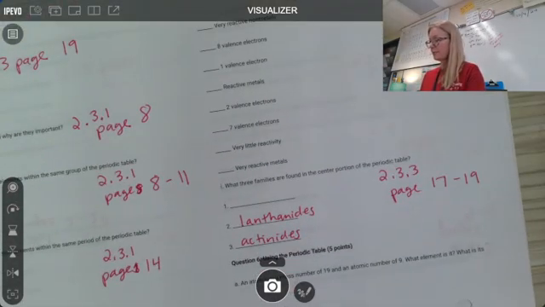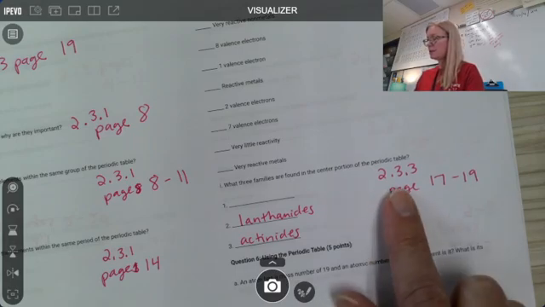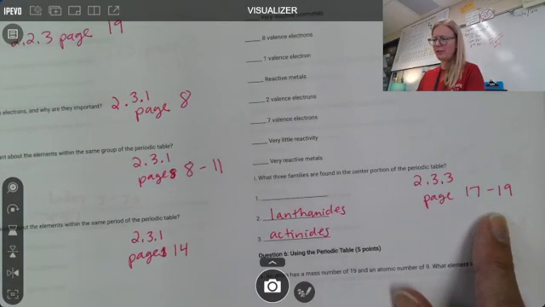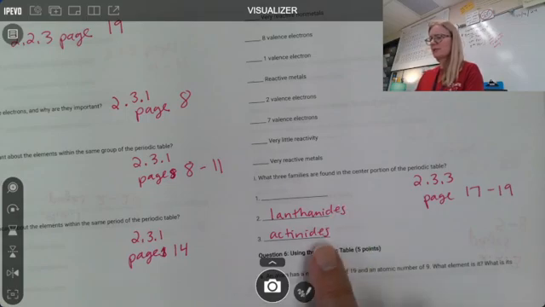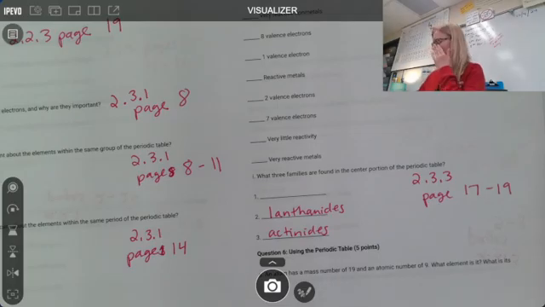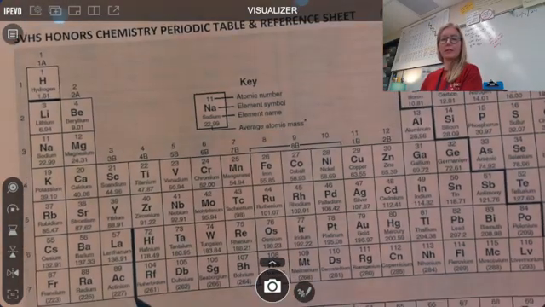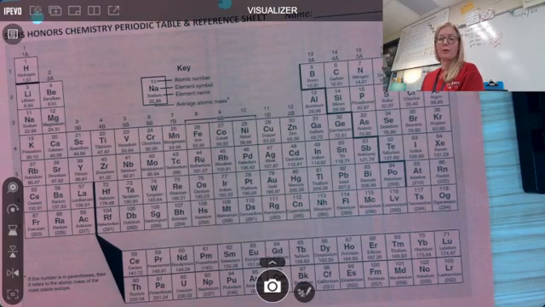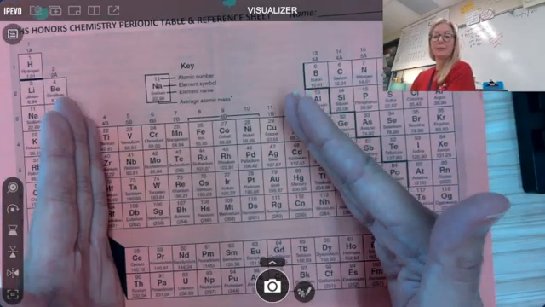For I, it was a little bit confusing. You can look at 2.3.3, pages 17 to 19, but they didn't make it super clear. I'm just going to tell you the second two are lanthanides and actinides, and you'll find the first one in those pages. It was a little bit confusing because they did talk about, if you're looking at the periodic table, and they were asking what are the names of the families that are in the middle.